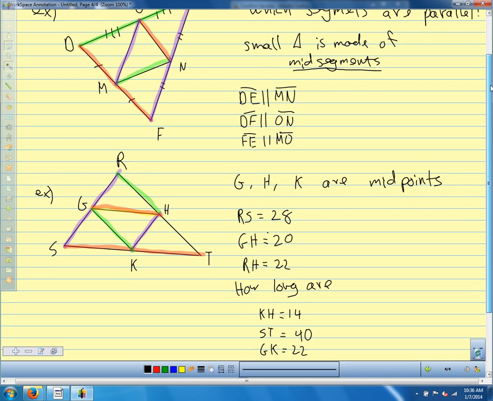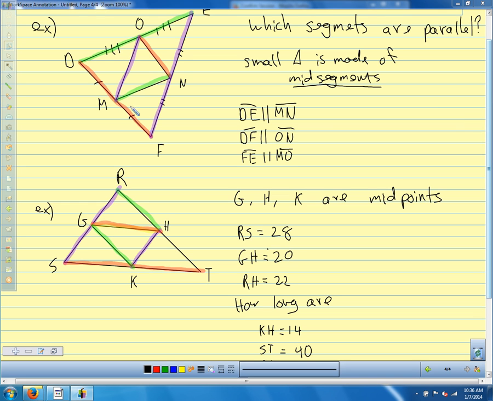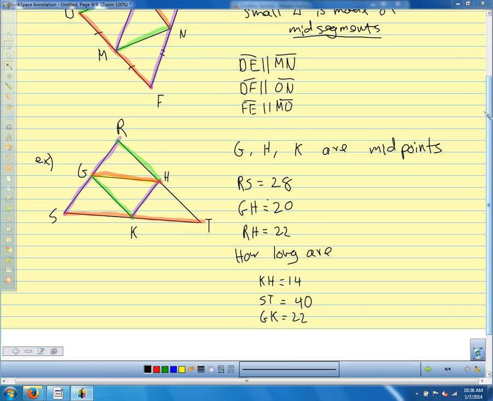So mid-segments are parallel to the third side of the triangle, and the mid-segment is half as long as the third side of the triangle. Questions on those two examples?